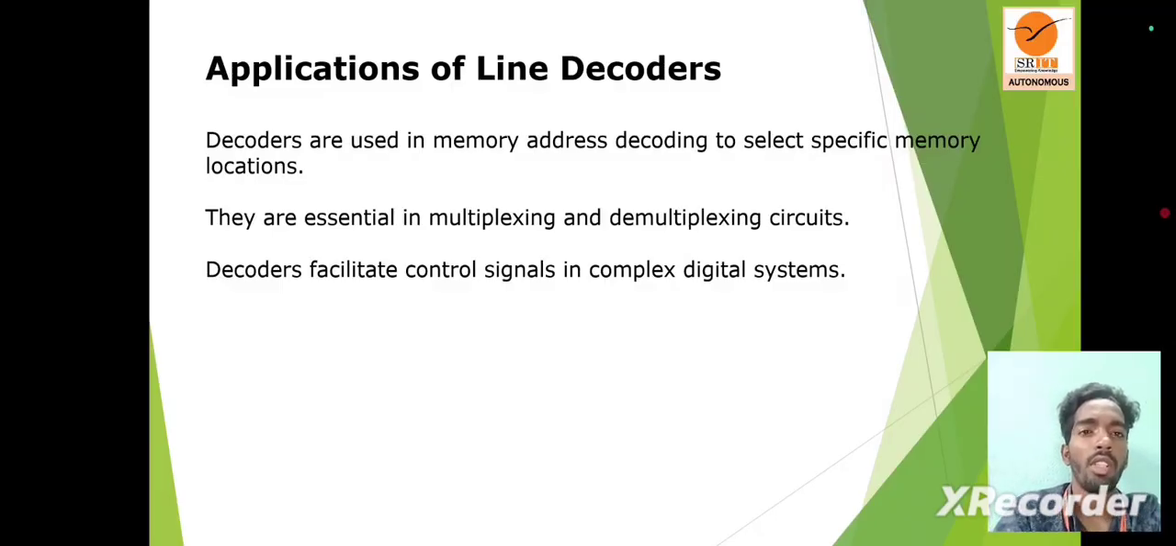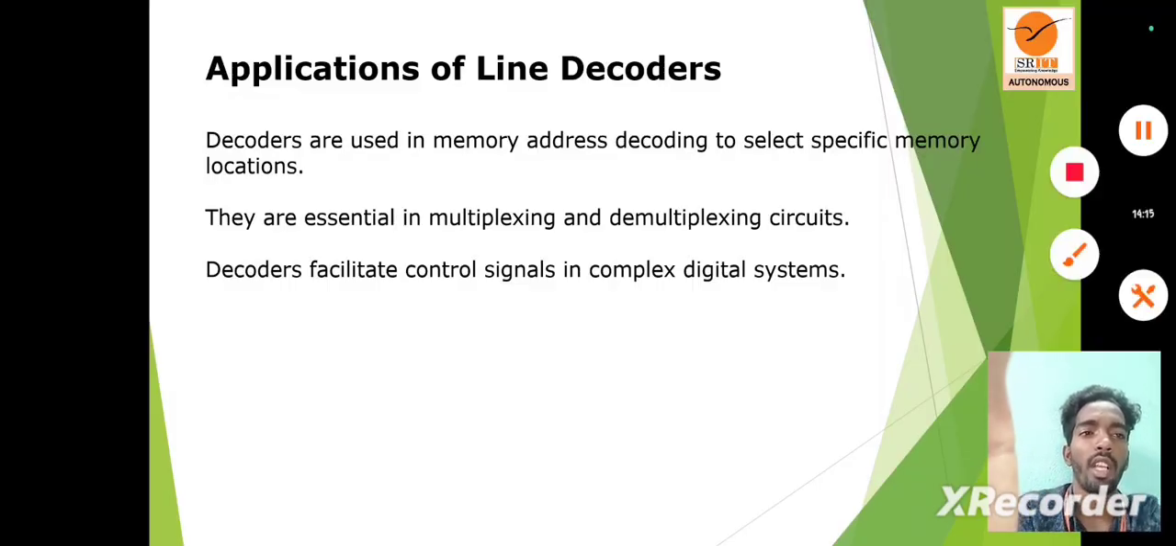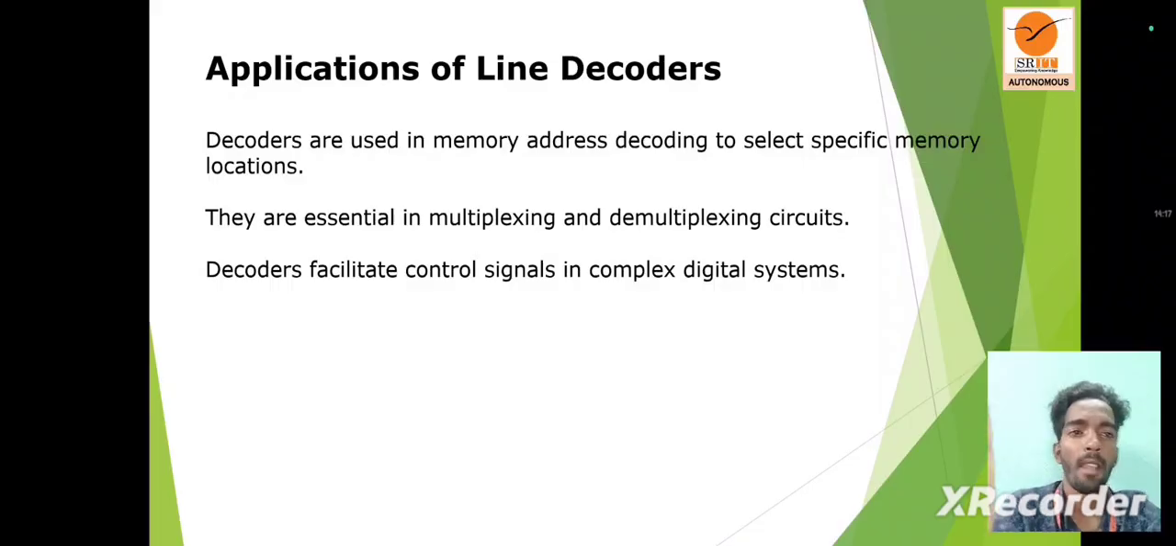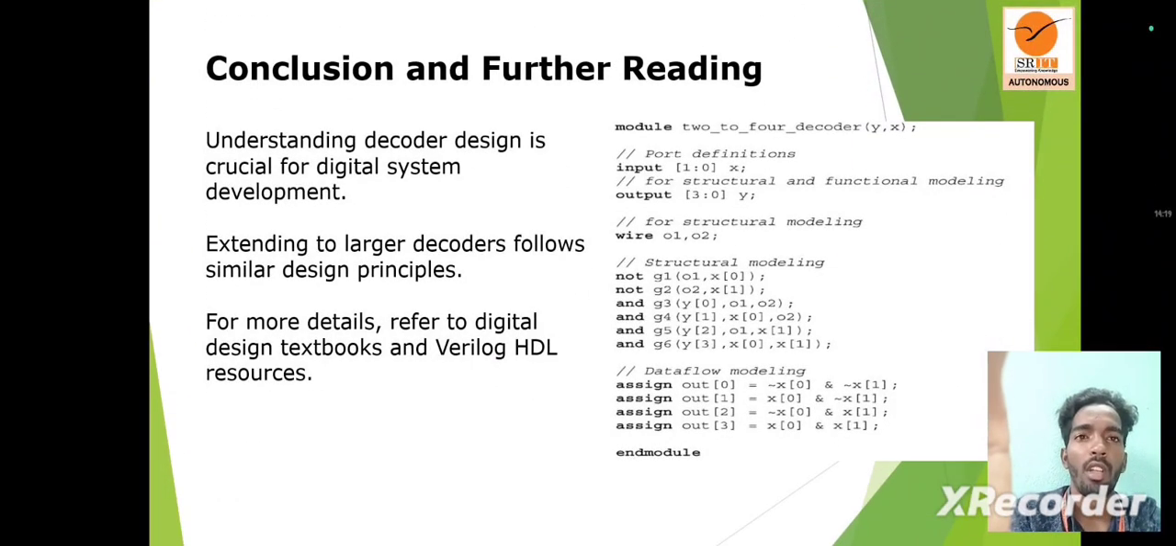Line decoders means 2 to 4 decoders and 3 to 8 decoders. A 2 to 4 decoder has two inputs and 4 outputs, and a 3 to 8 line decoder has 3 inputs and 8 outputs, as we saw in the diagram on previous slides. And next, conclusion and further reading.